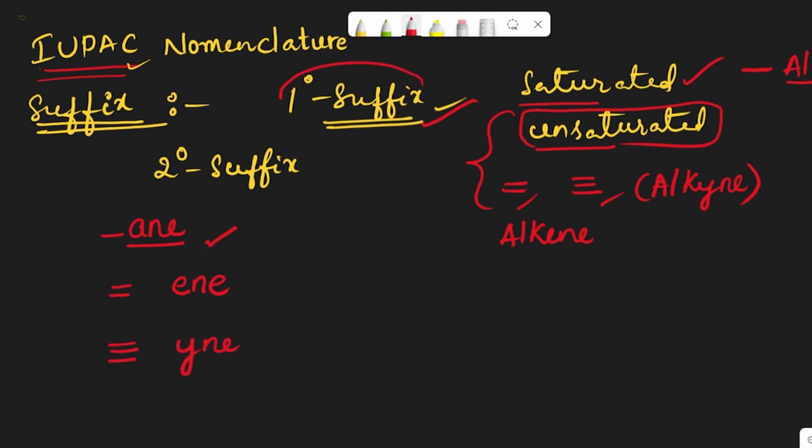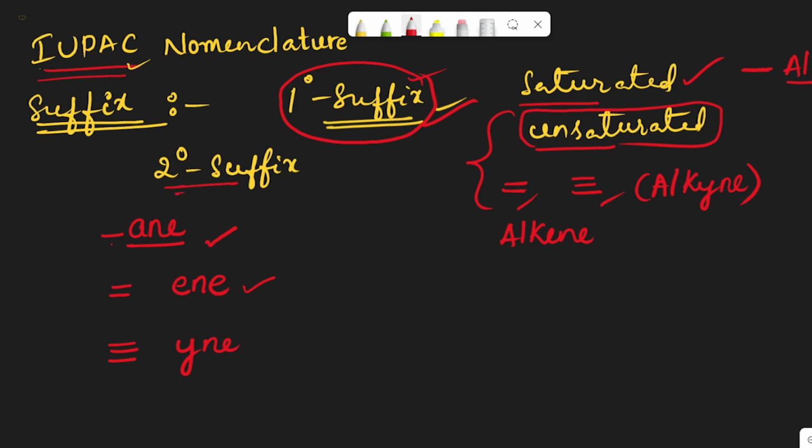So this is all about the primary suffix. The primary suffix simply explains whether the compound has a single bond, double bond or triple bond. This saturation or unsaturation concept is explained by the primary suffix. If it is a single bond, we name it ane. If it is a double bond, then ene. If it is a triple bond, yne. So yne means alkyne, ene means alkene, ane means alkane. This is what the primary suffix is about.